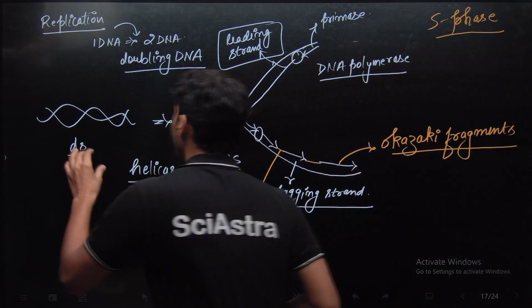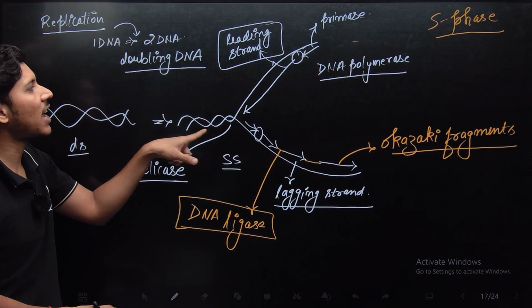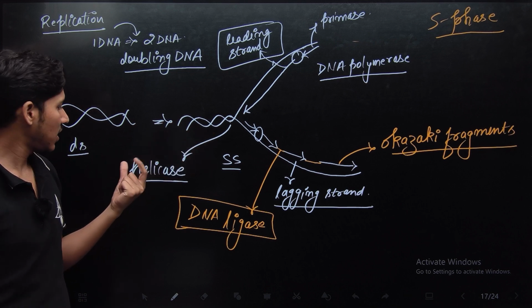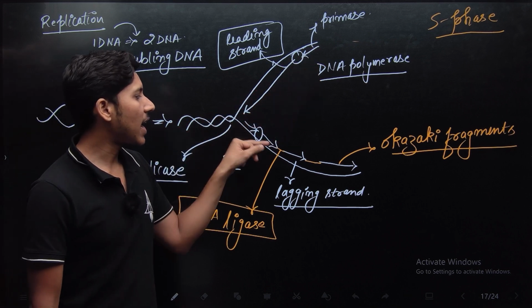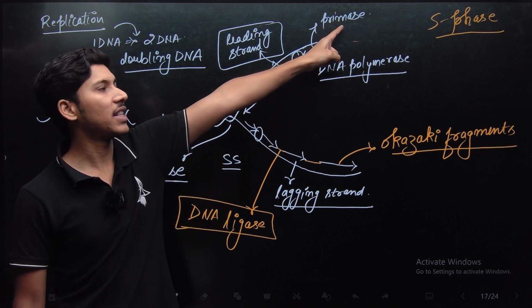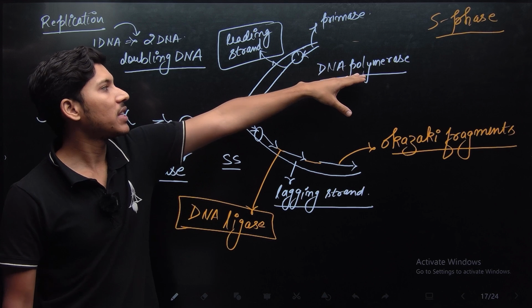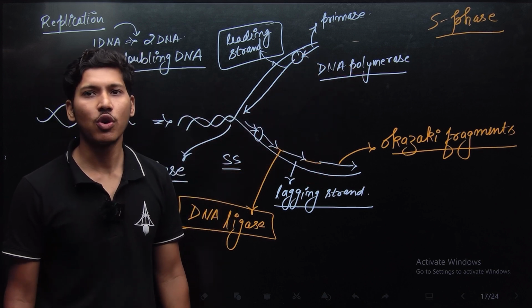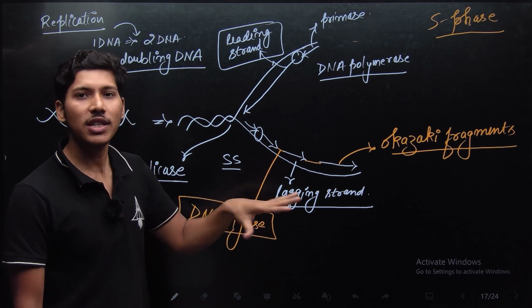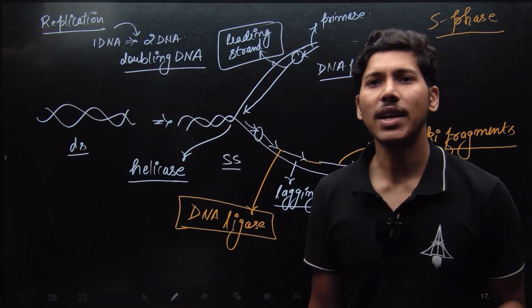The DNA here unwinds like this with the help of an enzyme known as helicase or unwindase, and then primers are added over here with the help of an enzyme known as primase, and then DNA polymerase comes and polymerizes both the strands. So this is the main process of how our DNA replicates.